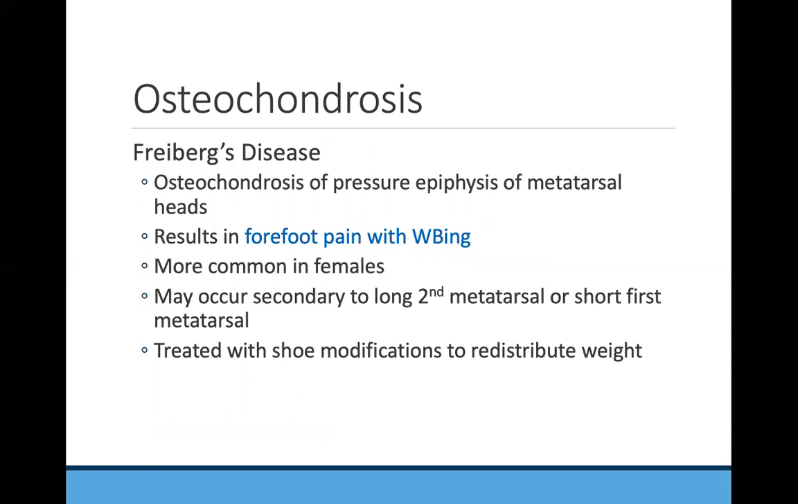Next up, we have Freiberg's disease. This is osteochondrosis of the metatarsal heads. The patient would most likely report forefoot pain with weight bearing here. This one is more common in females, and it may occur secondary to an individual that has a long second metatarsal or a short first metatarsal. In this case, the treatment would include shoe modifications to redistribute the weight. Occasionally, an individual may have to have surgical excision of a distorted proportion of that metatarsal head.